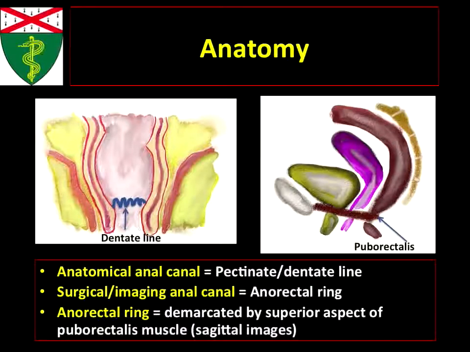Now that's from an anatomic perspective. From a surgical and imaging perspective, we define it a little bit differently. There's this nice muscle called the puborectalis, and it goes from the pubic symphysis all the way back, wraps around a portion of the bowel, and then slings back up again. It's at this posterior impression of the puborectalis that I want you to pay attention. Everything above it will be rectum and the remainder of the large bowel, and everything below it will be the anus. The anus ranges in size anywhere from 3.5 to 5 centimeters based on the surgical and imaging anal canal. That's the definition we're going to be using for this talk.